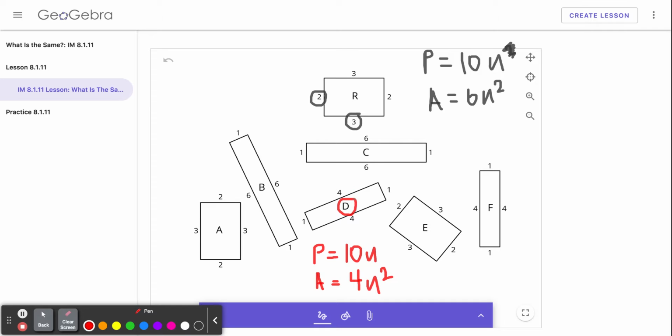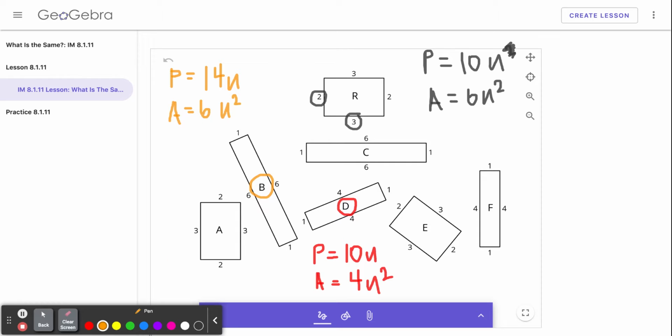Now, there are other shapes that have the same area, but a different perimeter. Remember, area is base times height. So if I look at a shape like shape B, where my base is 6 and my height is 1, I know that the area of B is 6 units squared, but the perimeter of B is just going to be the distance around the shape, which would be 6, 7, 13, 14 units. And so in shape B, I can see that my perimeter is different from R. The perimeter is 14 instead of 10, but the area is the same.